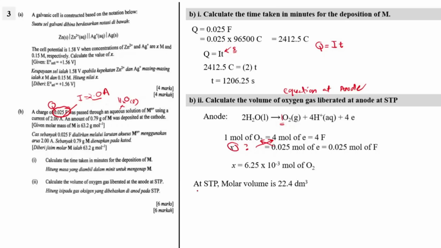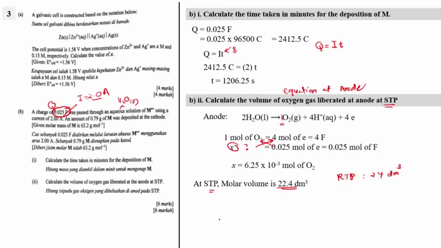From here I can use the molar volume at standard temperature and pressure. The molar volume is 22.4 dm cube. If at room temperature and pressure, it's going to be 24 dm cube. So be very careful because the question asks about STP.